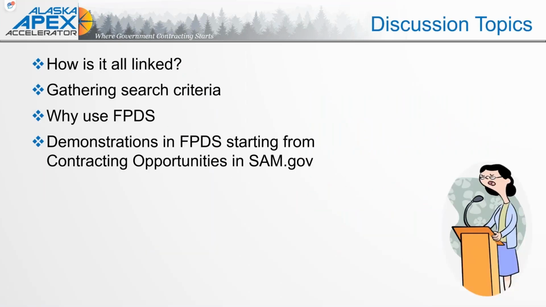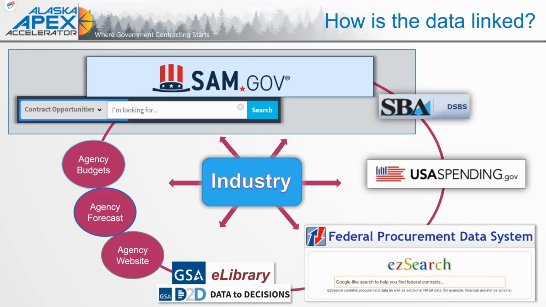So, a short list of what we're going to do. We're going to talk about how the data is linked, why use FPDS, and using search criteria, and then we're going to go into demonstrations. I'm going to start by pulling something from contract opportunities and then finding its match in FPDS. Then I want to do a whole lot of information searching, just going into FPDS, because we want to use the software to answer the question, does the government buy what I sell? So we're going to be spending quite a bit of time playing in FPDS.